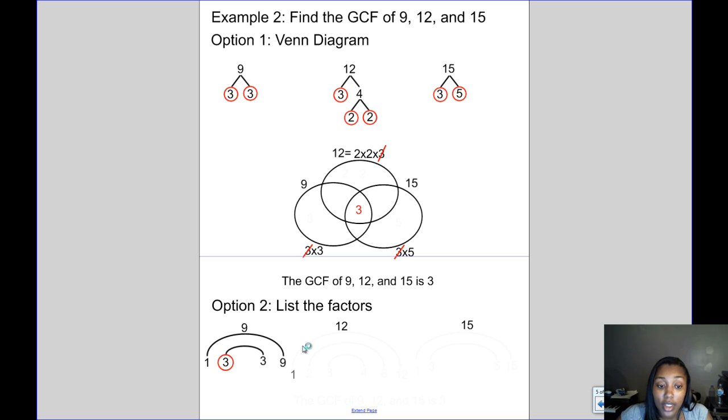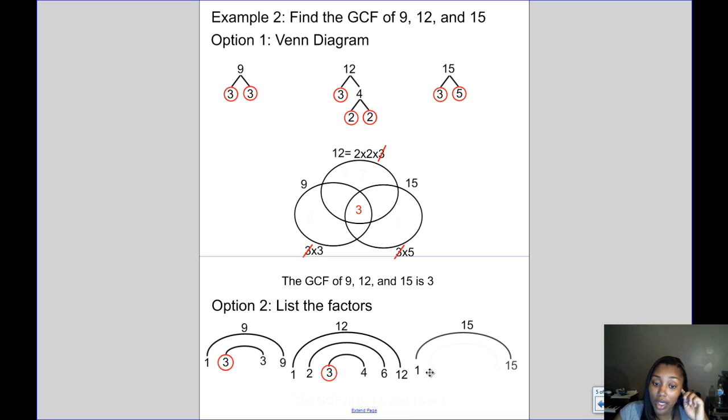What multiplies to give me 12? I know 1 times 12 can multiply to give me 12. I know 2 times 6 can multiply to give me 12. And then I also know that 3 times 4 multiplies to give me 12. Then I'll come over here and I'm going to do 15. I know 1 times 15 gives me 15. And I also know that 3 times 5 also gives me 15.